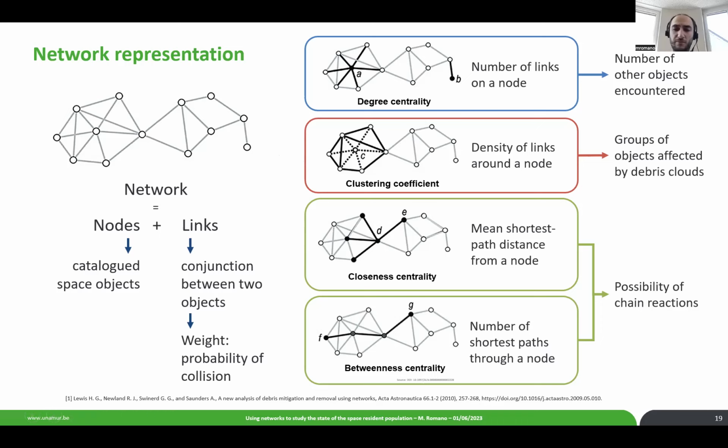And then we have other centrality measures, in particular closeness and betweenness. Closeness is related to the mean shortest path distance that connects a node with the rest of the network. And betweenness represents the number of shortest paths that pass through a node. Why are these important? Well, you have to consider that during a collision, there are debris fragments that are produced. And these fragments then may go on and hit another object, and if large enough, produce a high number of new debris, which then again can hit other objects.